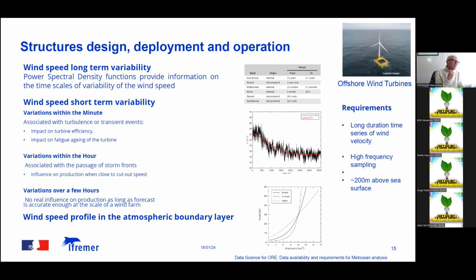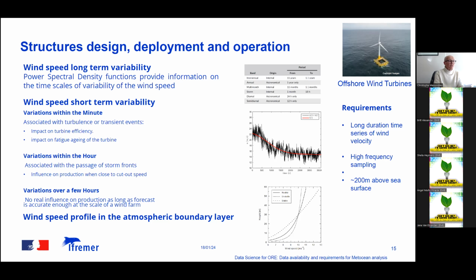For design, we are mostly interested in wind speed short-term variability, the variations within a minute, which are associated with turbulence or some transient events. These will have an impact on turbine efficiency, but also on turbine fatigue and also extreme events. So really important for the designs. The variation at the scale of the hour or a few hours are of less relevance for the design itself, but more for the operation and the production problems.